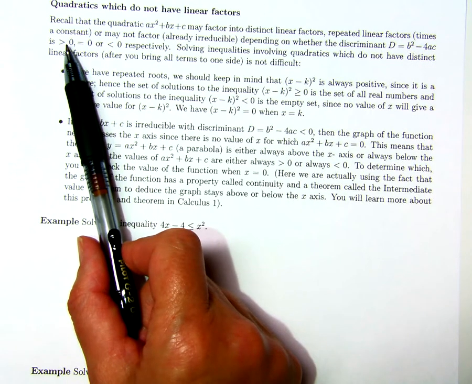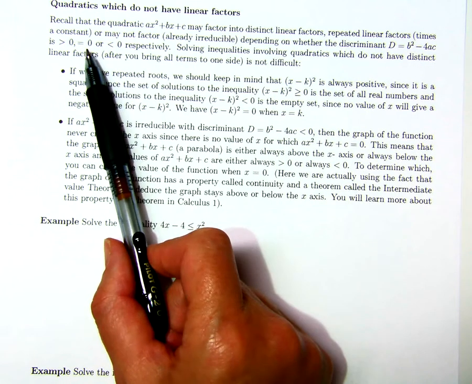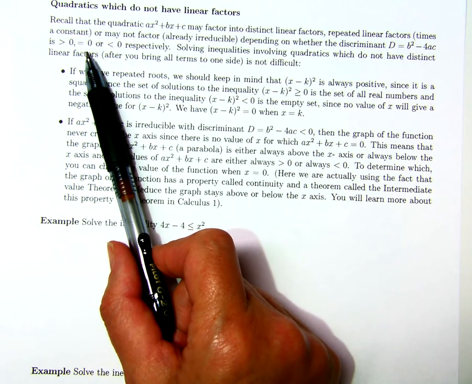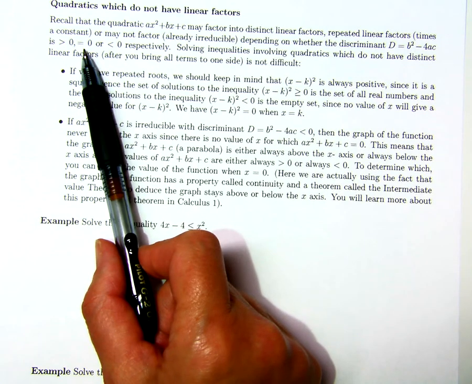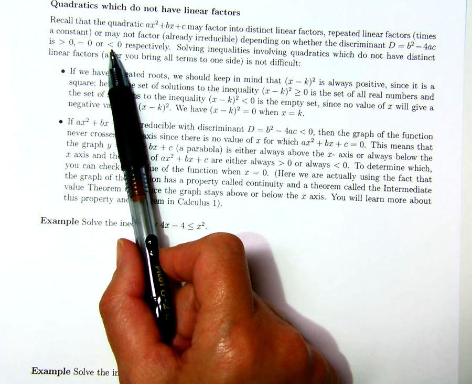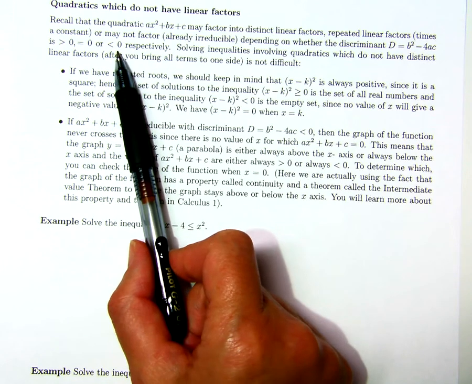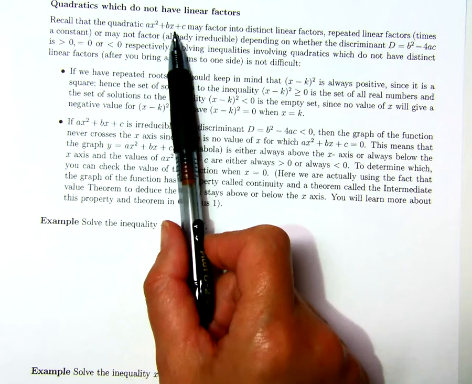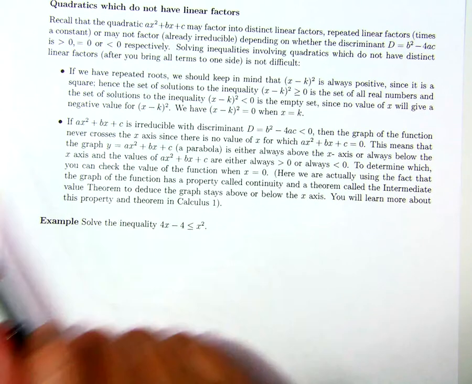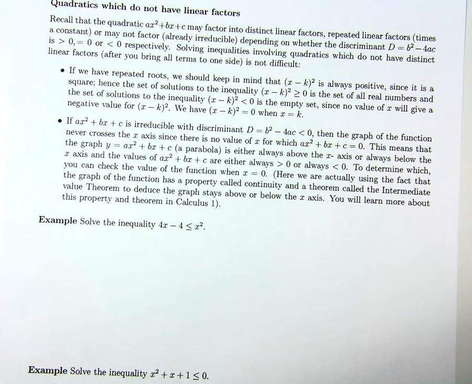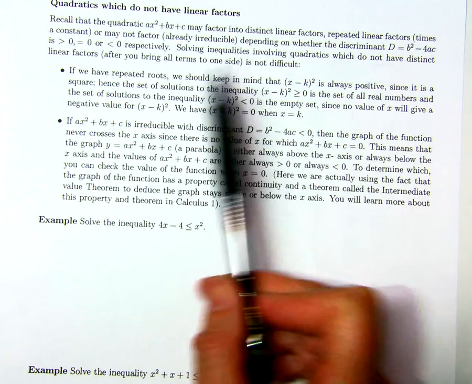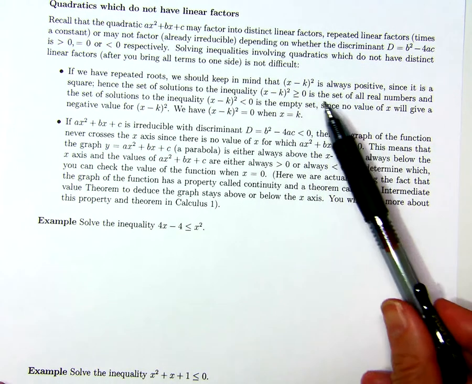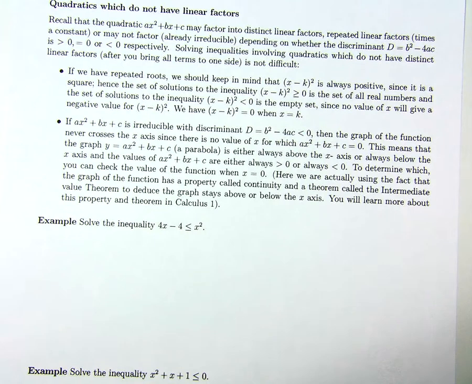If that's positive, we have two distinct linear factors, or two distinct roots. If it equals 0, then we have repeated linear factors, or we have the same root repeated twice, and if it's less than 0, then we have no real solutions, or the quadratic is irreducible. It doesn't split into linear factors. And when we're solving inequalities involving quadratics that don't have distinct linear factors, in fact they're easier to deal with than the previous situation where we had distinct linear factors.